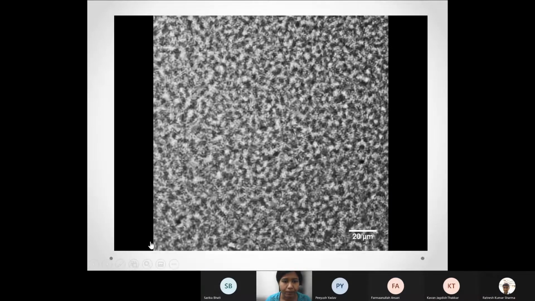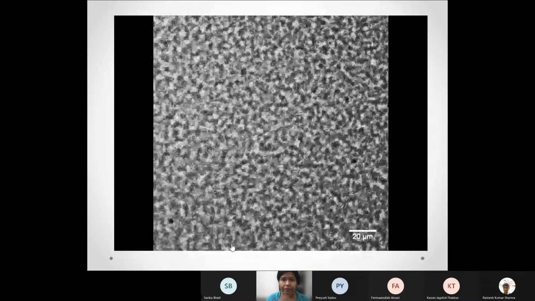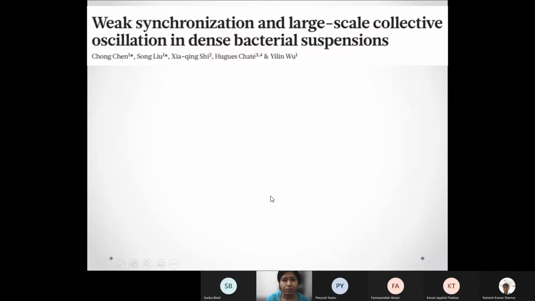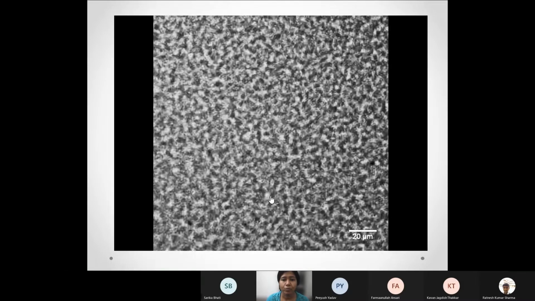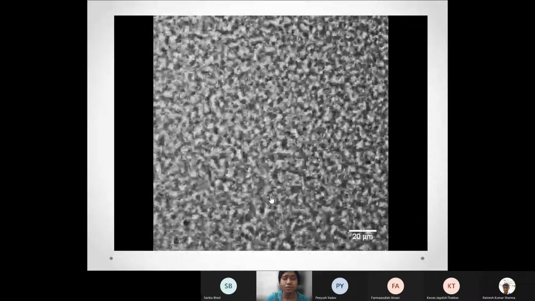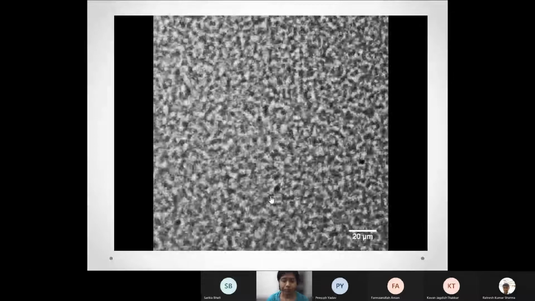Okay. So what you're looking at is a very high speed image of bacterial motion, very dense bacterial motion. You would see some sort of a circular motion, right? It seems that things are going in circles. So there is a certain directionality to this.